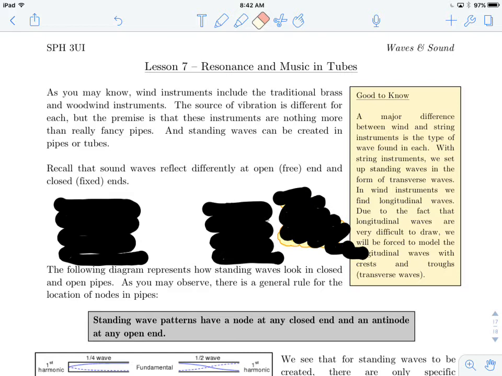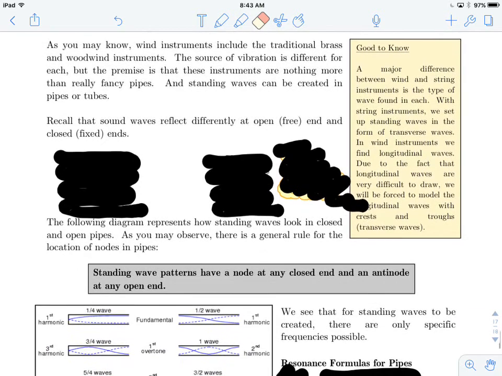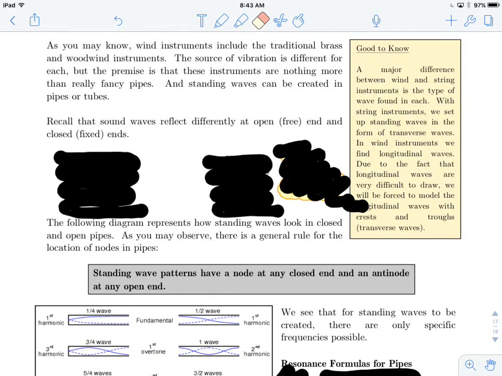But the premise behind these types of instruments is that, like we can achieve resonance on strings, we can also achieve resonance in tubes or in pipes, like a pipe organ. So woodwinds and brass instruments really are just super fancy pipes, and standing waves can be created in these types of pipes. So let's just recall for a second what happens when sound reflects at both an open end and a closed end, so a free end or a fixed end.